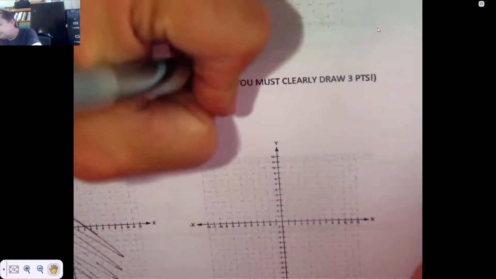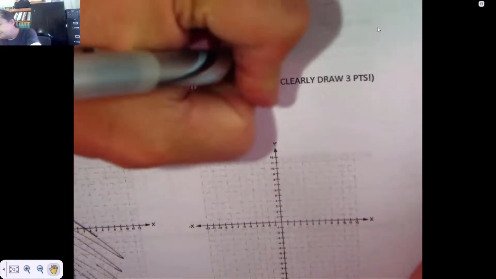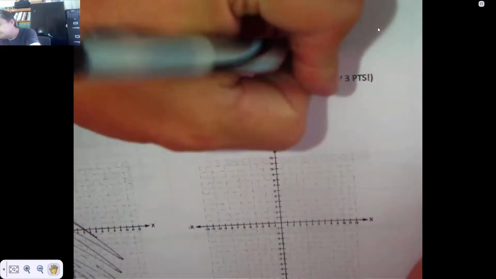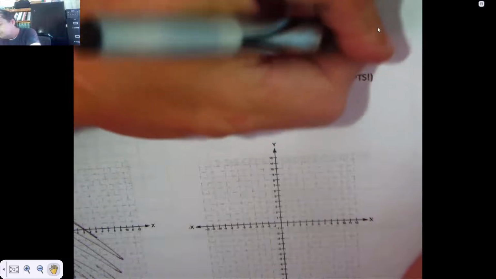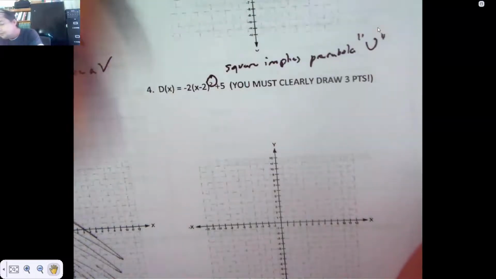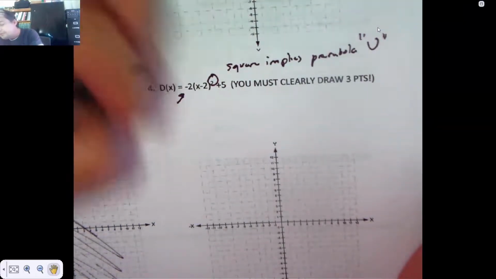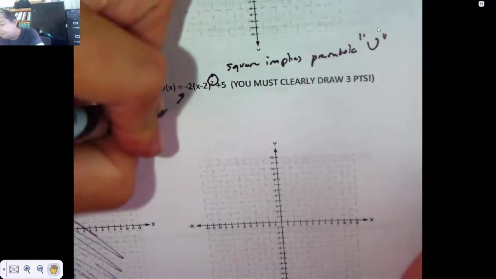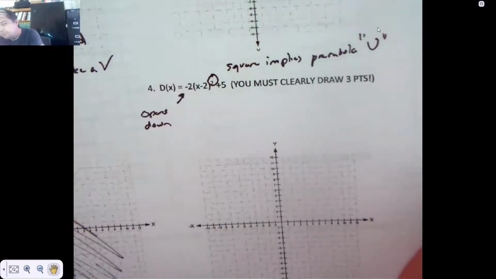All right, moving on to this guy. Because I see the square implies parabola. Easy little things like that: the negative symbol out front opens down. So pay attention to that.